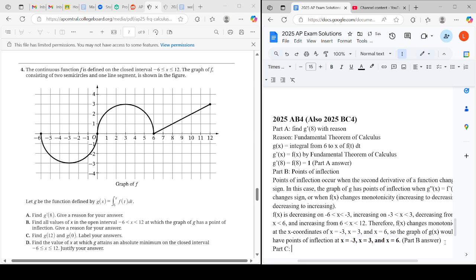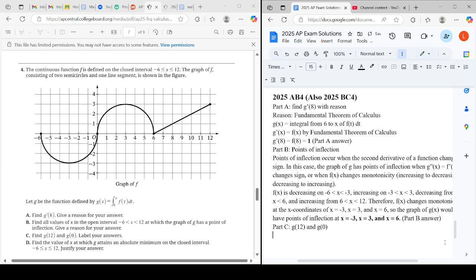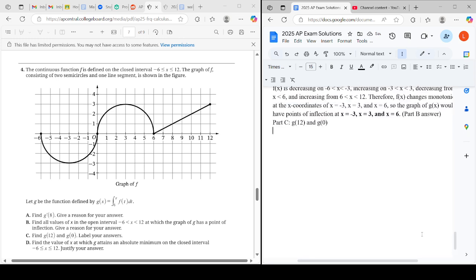In part C, we have to find two values for the accumulation function. Here we're just going to provide simple reasoning. g of 12 equals the integral from 6 to 12 of f of t dt. This is the area of a triangle, so 1/2 times 6 times 3 equals 9.